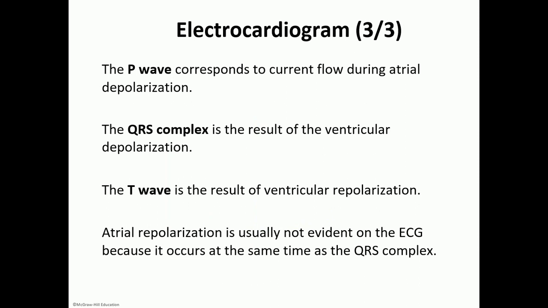So this is what we talked about. The P wave is atrial depolarization, which corresponds mechanically to atrial contraction. QRS represents ventricular depolarization, which corresponds to ventricular contraction. And the T wave is the recording of ventricular repolarization and corresponds to ventricular diastole. And as I said, atrial repolarization is not really recorded because it's masked by the QRS.